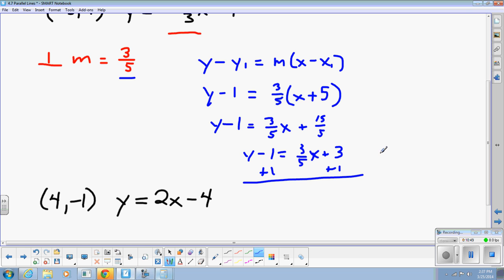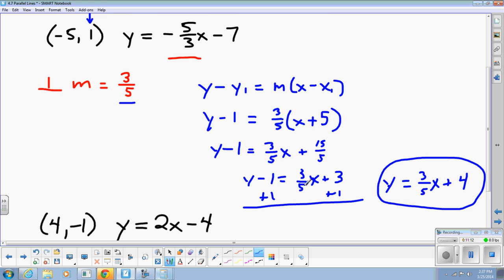I'm going to write it over here because I see I'm running into my other equation. So it's y equals 3/5 x plus 4. And I'm done. Yay! So I have 3/5 x plus 4. And this is it. This is what I'm after right there.